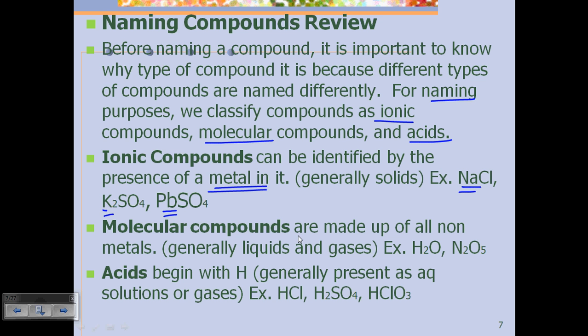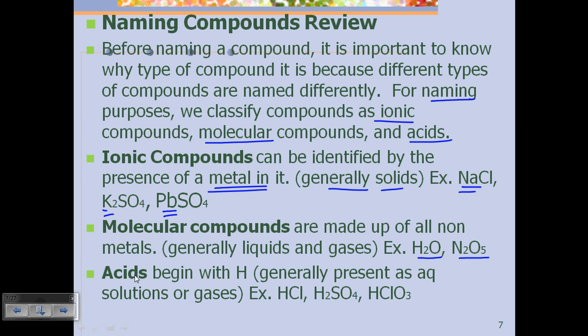A molecular compound is made up of all non-metals. There's no metal present in it. For example, H2O and P2O5. Another important distinction is ionic compounds are generally present as solids, while the molecular compounds are generally present as liquids and gases. We do see molecular compounds present as solids. Ice is a common example, but generally they tend to be liquids and gases.